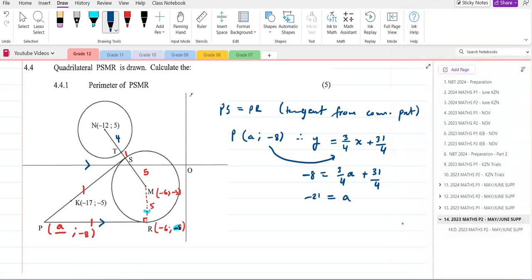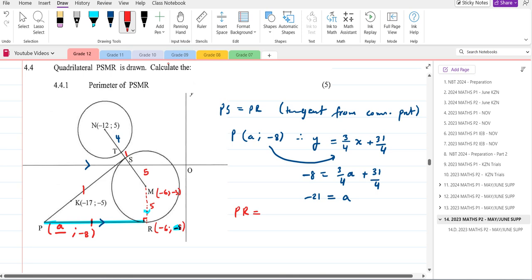Right, so I've got -21. A is -21. Now I've got -21 here. So obviously I can find this horizontal distance. We're going from -21 to -6. So we can say PR is now equal to -6 minus -21. So that's going to give me 15, because 21 minus 6. So that is 15 units, and now this is also 15 units.